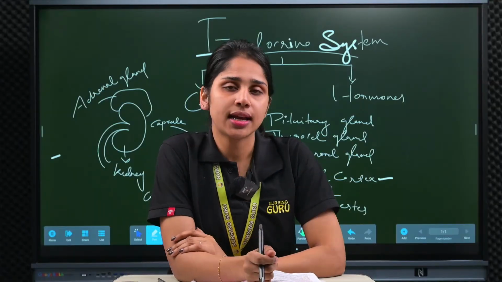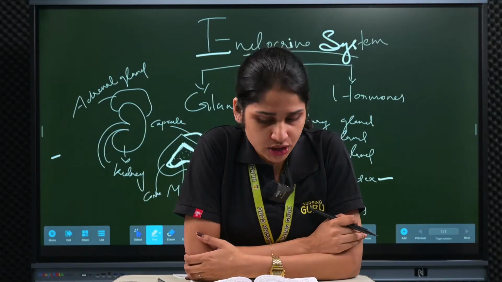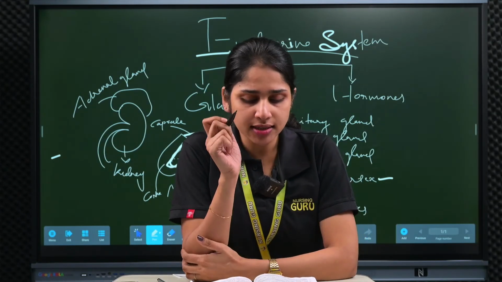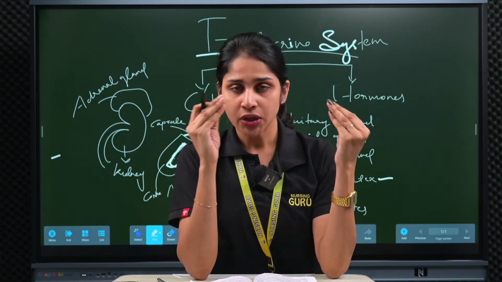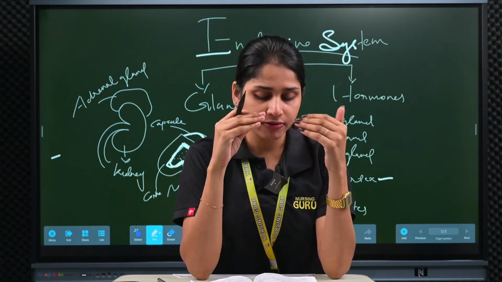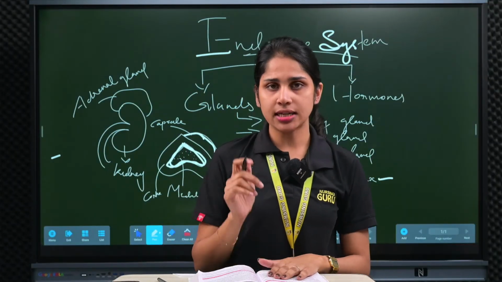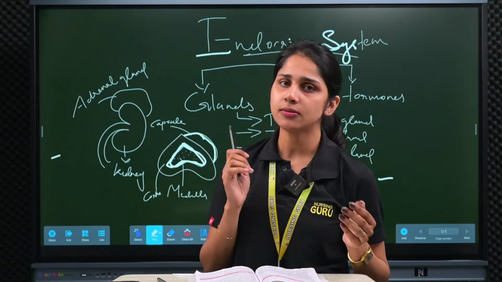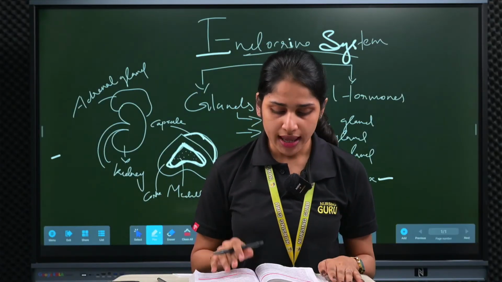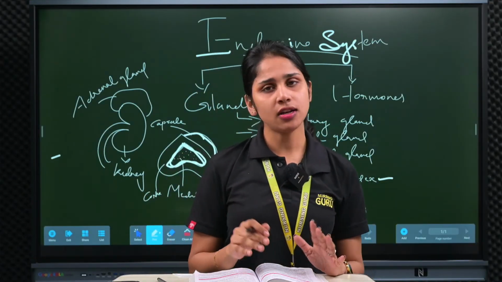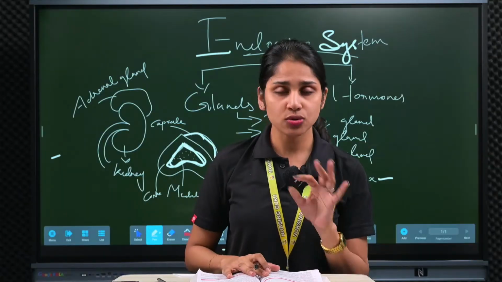Next, we are moving to the next gland, that is the ovary. Ovaries are oval-shaped paired organs present on either side of the uterus in the pelvis. They are the primary female sex organs and produce the female gamete, the ovum. Each ovary is 2 to 4 centimeter long and is located on each side of the lower abdomen.